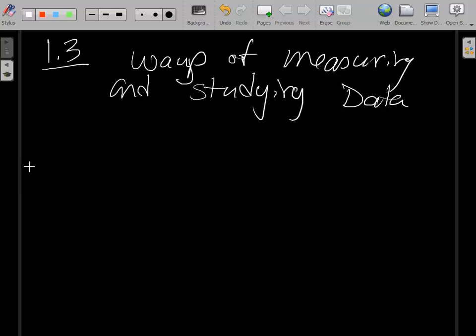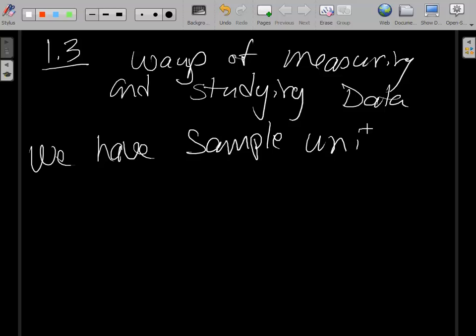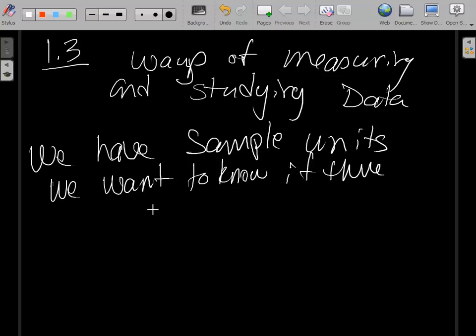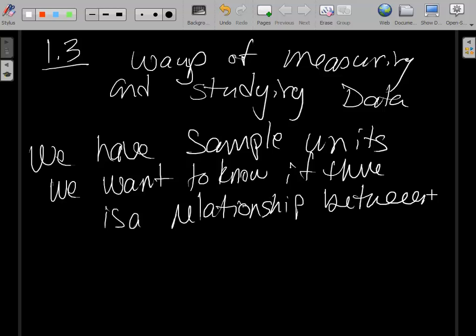We have members from our sample. So we have, I'm going to call these sampling units or sample units. So just members from our sample and ultimately our population, and we collect information about them. So we measure variables about them, and often we're looking to see if there's a relationship between variables. So we have these sampling units, and we want to know if there is a relationship between variables.